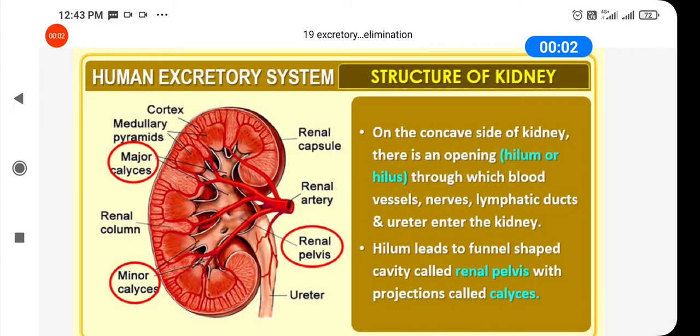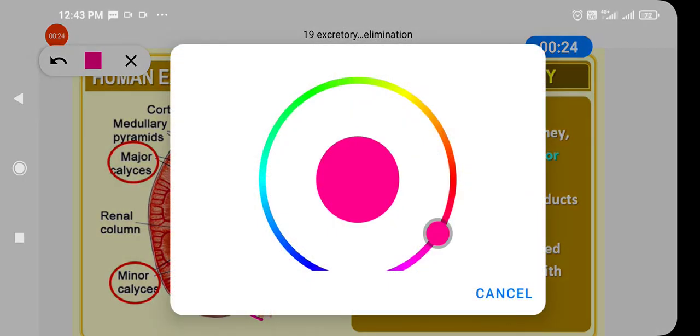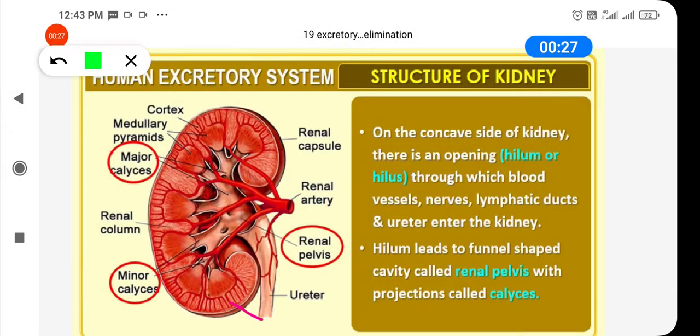Now we are going to start with the internal structure of the mammalian kidney. This is an LS, that is a longitudinal section of the mammalian kidney, which shows the outer cortex and the inner part called the medulla. You can see over here it is written medullary pyramid, that will be coming later on. So the outer part is called the cortex and the inner is called the medulla.